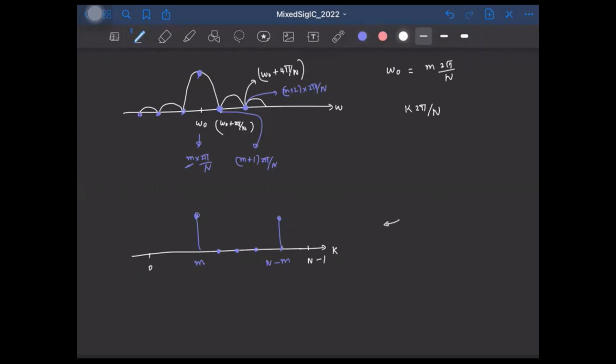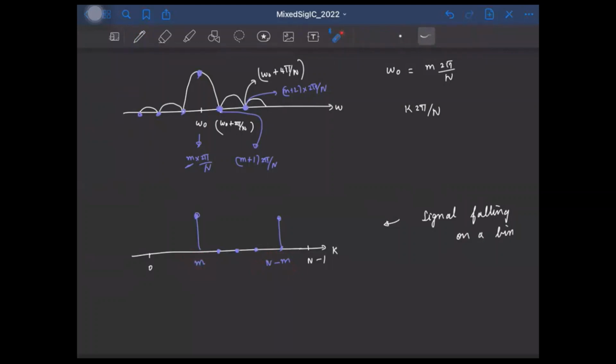And this scenario is often referred to as a signal falling on a bin, right? That is, the input frequency exactly corresponds to one of these bin frequencies, that in this case is m.